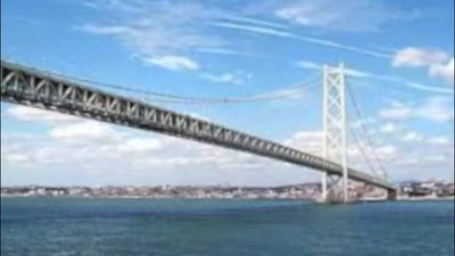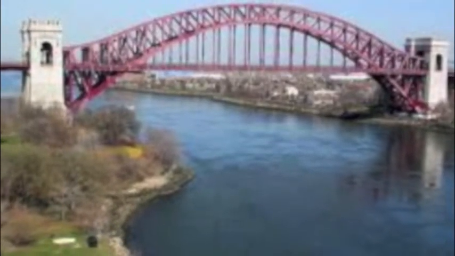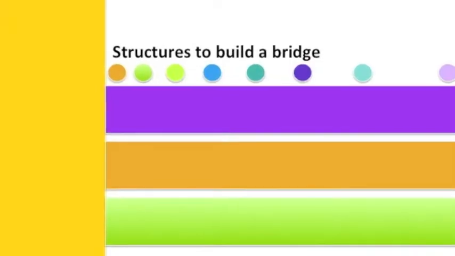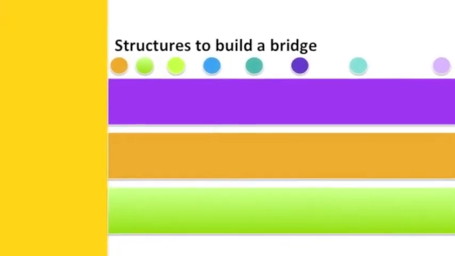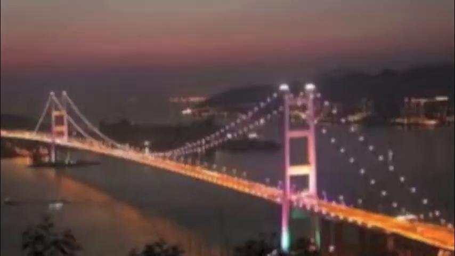Bridges are structures that are built to span an obstacle that can be water, a valley, a mountain, to provide a connection between the two sides and then passing through it. To build a bridge, it is necessary to have specific structures like beams, arches, trusses, and suspensions.